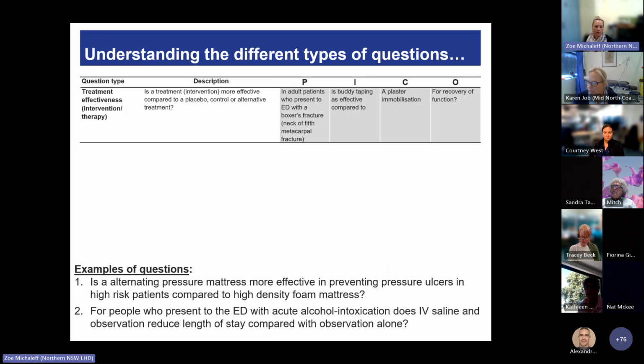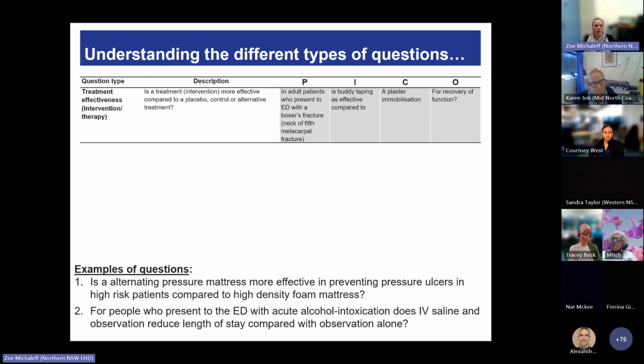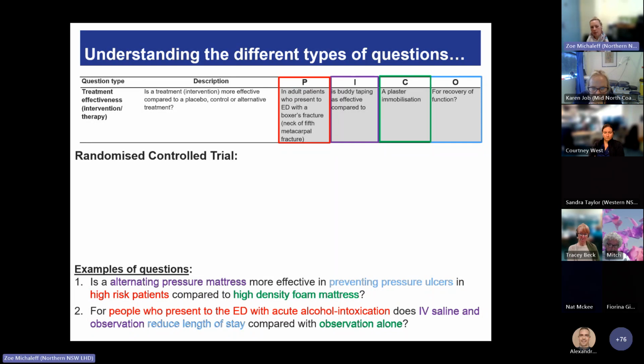Lastly, we've got our treatment effectiveness questions. So these questions relate to, does this treatment work? And so the relevant elements of the PICCO framework are the population, the intervention of interest, the comparator, which is sometimes usual care, it could be minimal care, it could be placebo, it could be no care, and then the outcome of interest. Again, you can see in the example questions that these questions include all 4 elements of the PICCO framework. The best primary study design to answer questions related to treatment effectiveness is the randomised controlled trial.